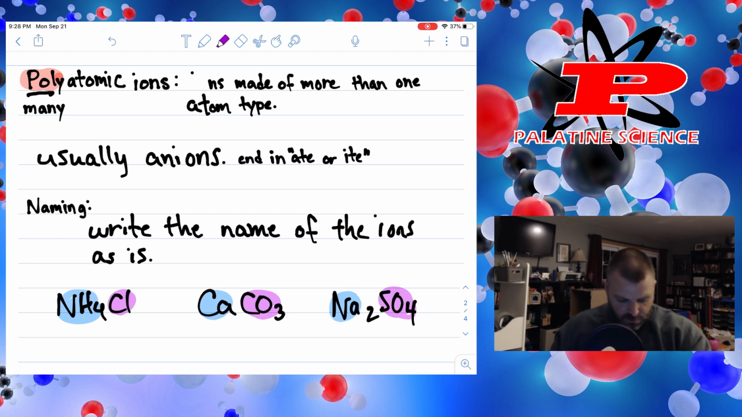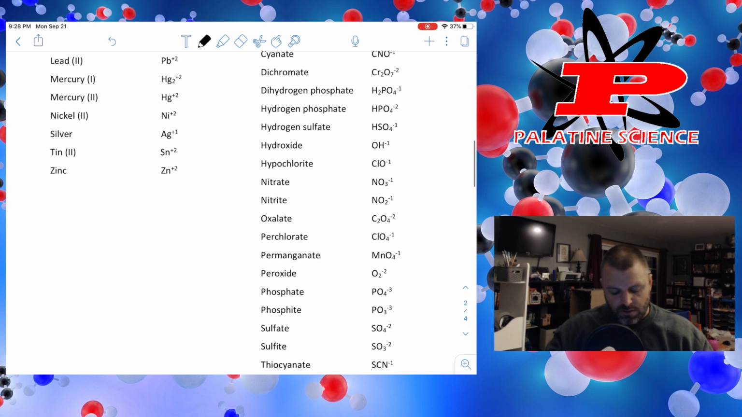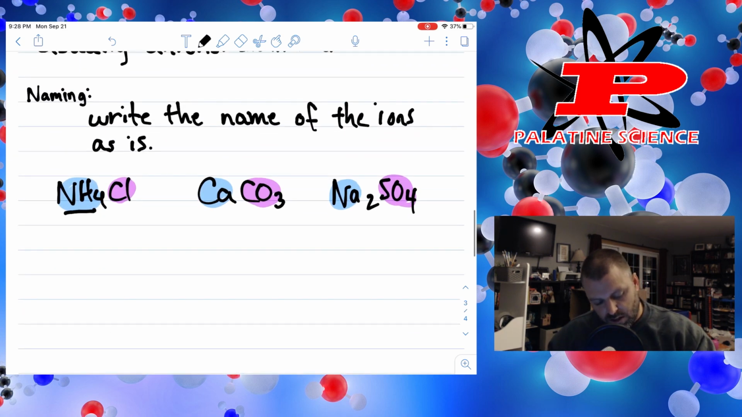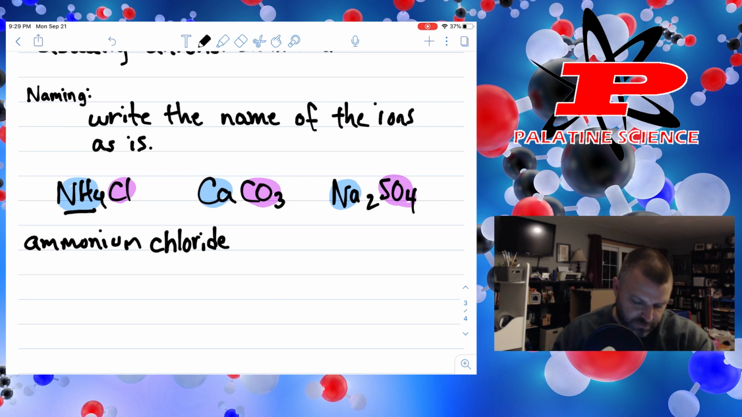So here we have NH4, that is a polyatomic cation. So we go up here and we look and we see my NH4 right here is ammonium. So what I'm going to do is I just write down ammonium. I don't need to change anything. And then I'm not going to get into the nitty-gritty of how to name the Cl, but that is a monoatomic, meaning made of one type of atom, and that is chlorine, and you always drop the ending for a monoatomic, and that becomes ammonium chloride.